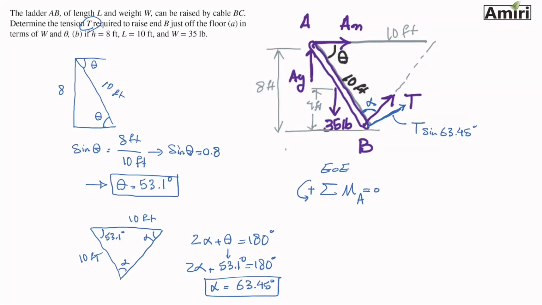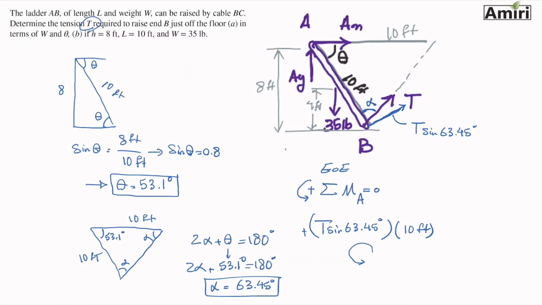So let's take moment of this force, T sine 63.45 degrees, multiplied by the perpendicular distance between point A and this force. I just found the perpendicular component, so that's the 10 feet, the ladder length. This is trying to rotate the ladder this way. It goes with my sign, so that's plus.